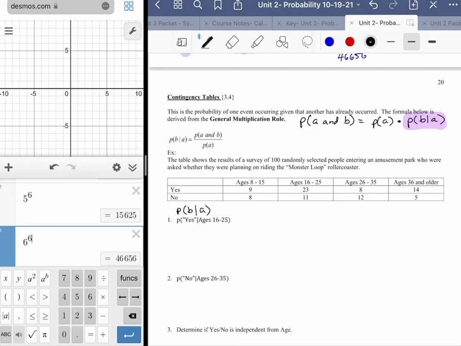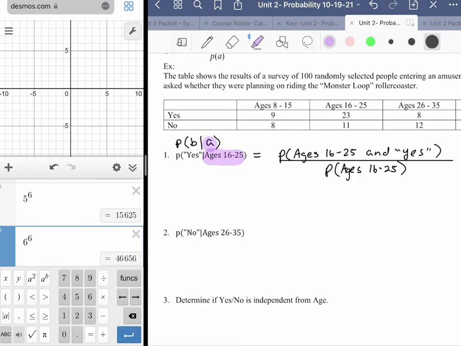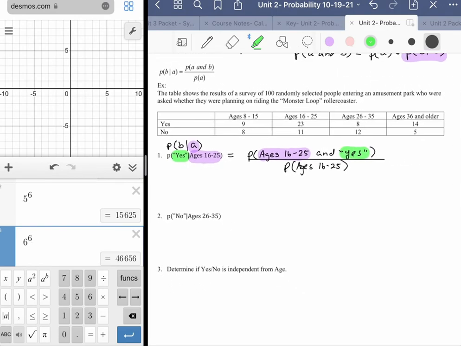which would mean, if I follow that model, we're looking for the probability that an individual is in the age 16 to 25 group, and also a yes. All right. So I would look at my table and say, okay, well, that's these 23 people. All right, those 23 people satisfy those criteria. All right, out of the grand total. Which we could figure out, but we're not going to, because you'll see in a second.